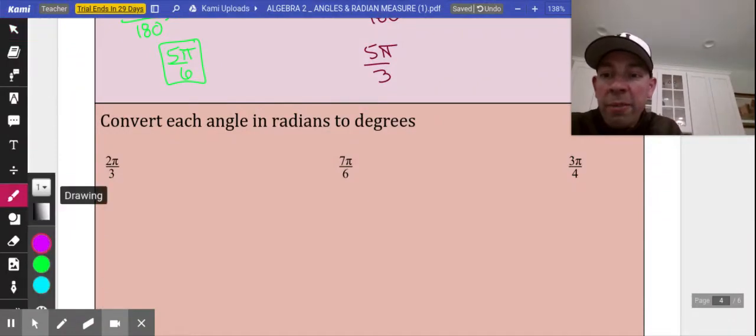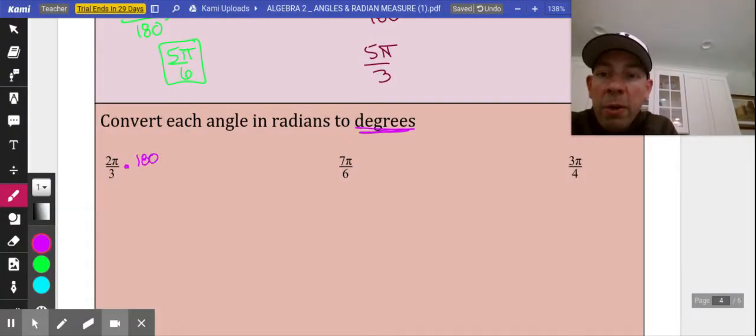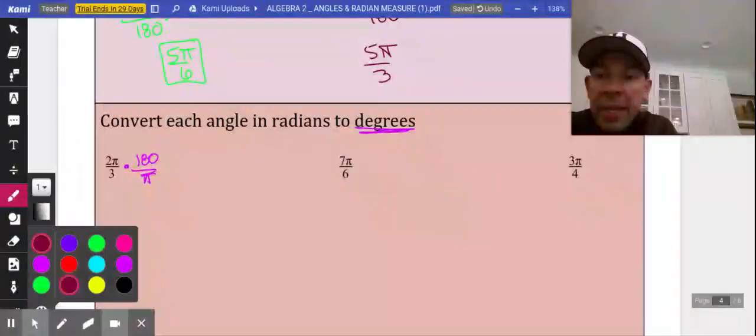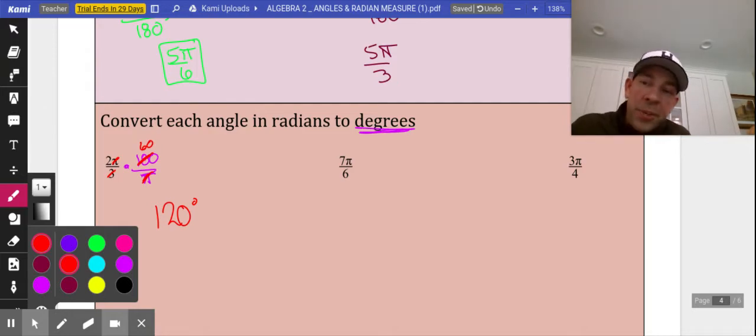So since we want to convert it into degrees, we're going to multiply by 180 over pi. Now, this is really nice because we've got a pi up here in the numerator, which cancels this pi in the denominator. If you're doing this mentally, you could say 3 goes into 180 60 times. 2 times 60 makes 120. Of course, if you're using your calculator, then you don't have to worry about canceling the 3 and the 180.